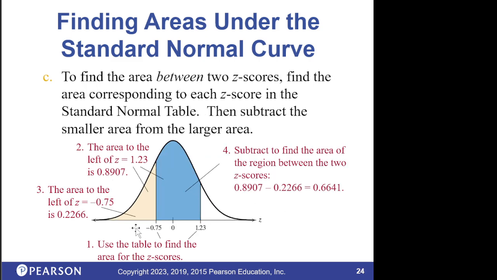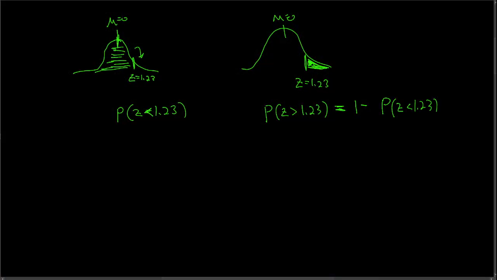Now, if we need to find the area between two values, so if we need to find the probability or the area between z negative 0.75 and z 1.23, let's draw out our distribution here. So I'll come over here, I'll do this in yellow to differentiate it from the other ones. Let me scroll down a little bit.